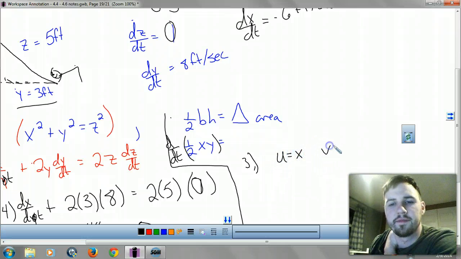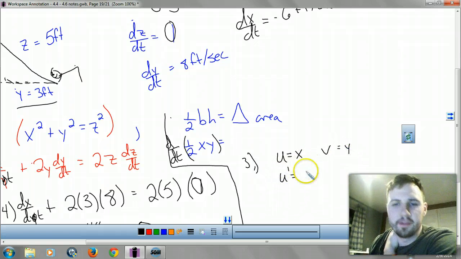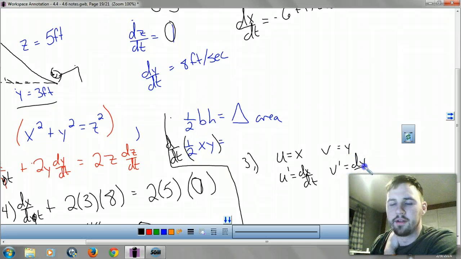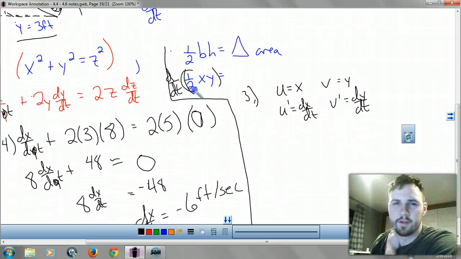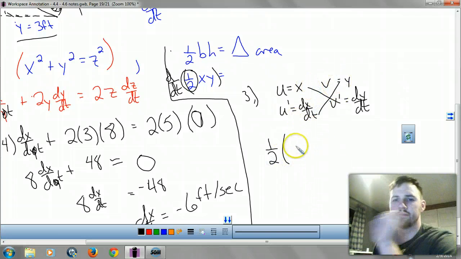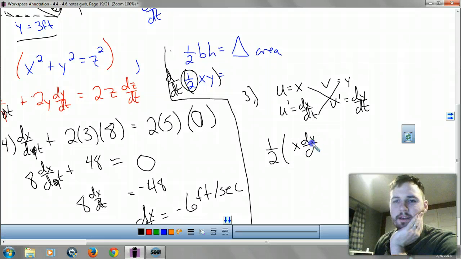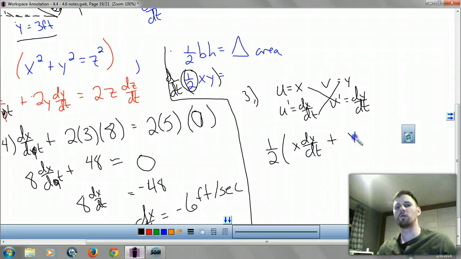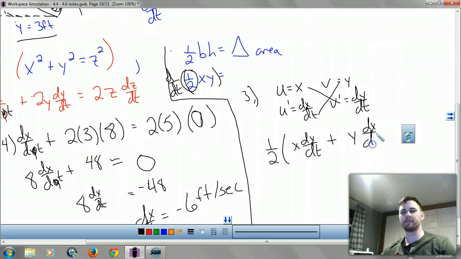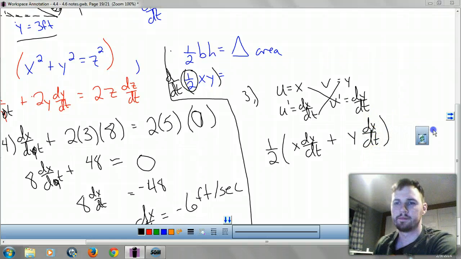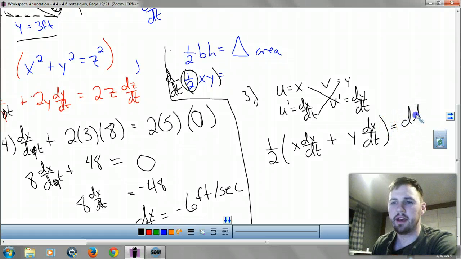u is x, v is y, u prime is dx over dt, v prime is going to be derivative of y with respect to t. Don't forget about this 1/2. So you get 1/2 times x dy over dt plus y dx over dt equals that area we're looking for.